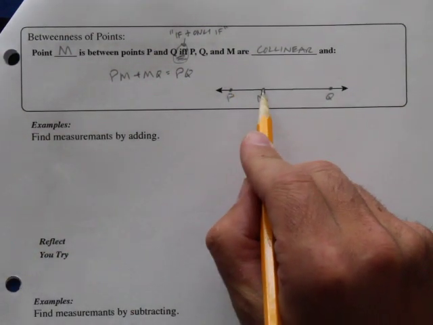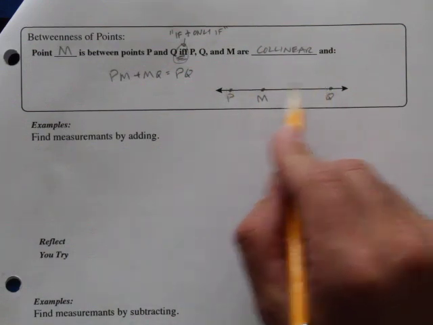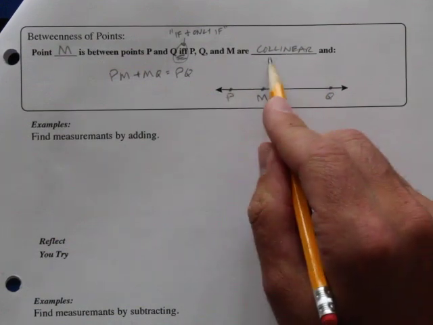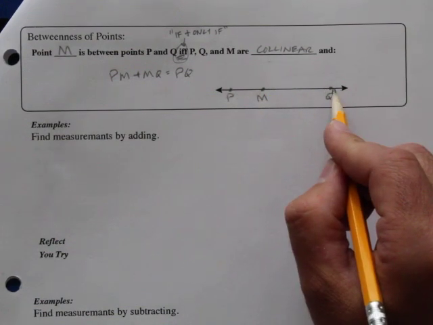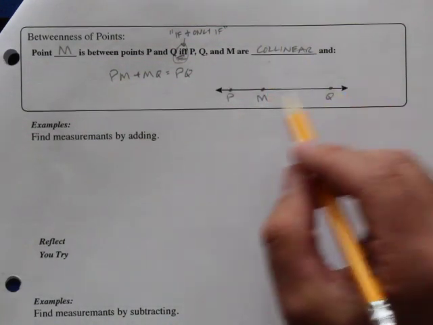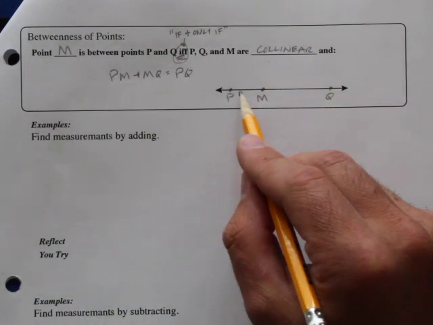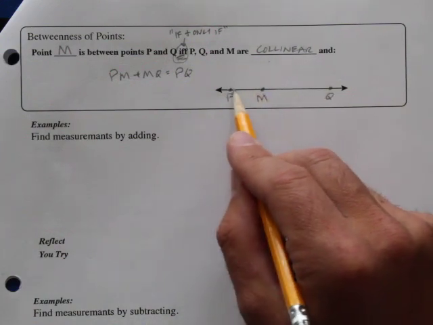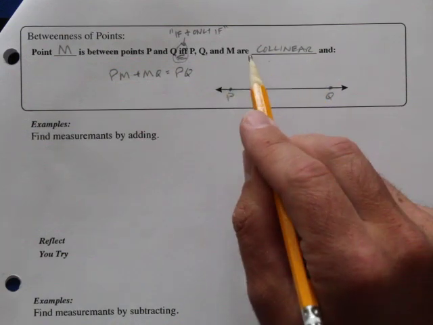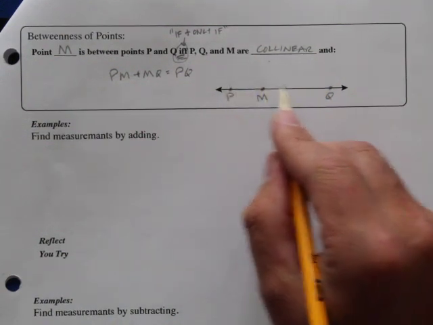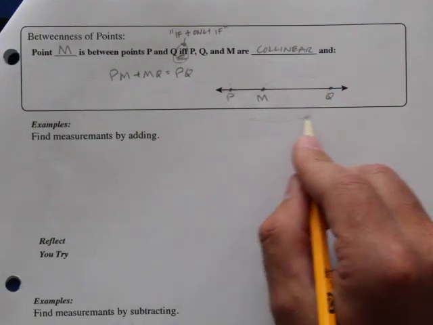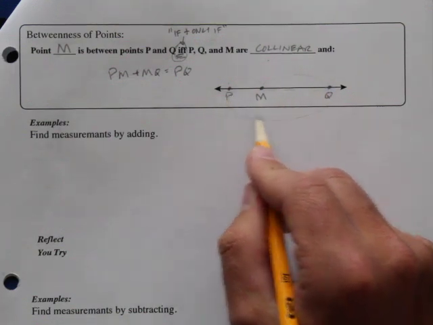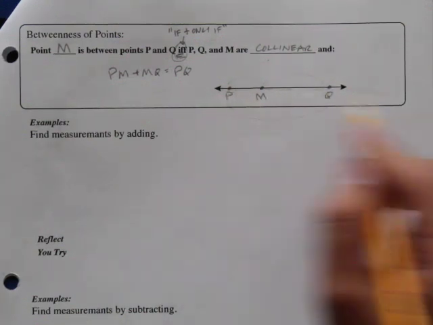Now, M has to be on the same line if it's going to be between these two, right? If M is up here, that's not really between P and Q. It's not quite in between, okay? It's over off to the side. So M is between P and Q if and only if they are collinear. So M is between there if it's collinear with P and Q, and if I take this segment and add it to this segment, then I end up with this whole thing. So PM plus MQ equals PQ, the whole segment.